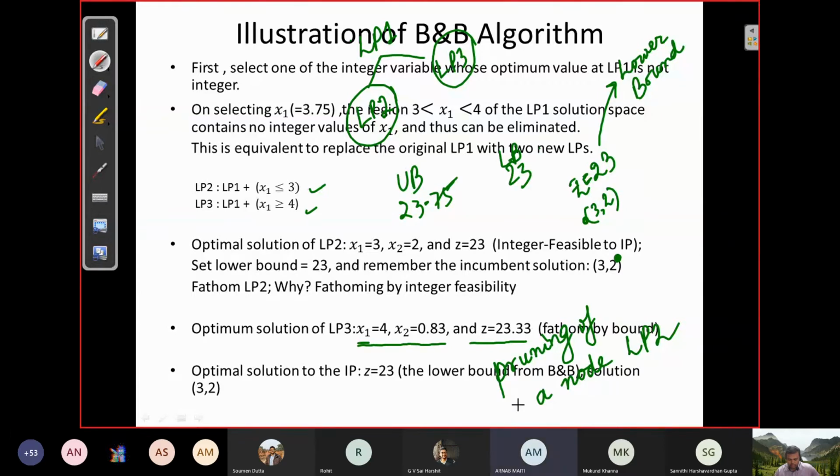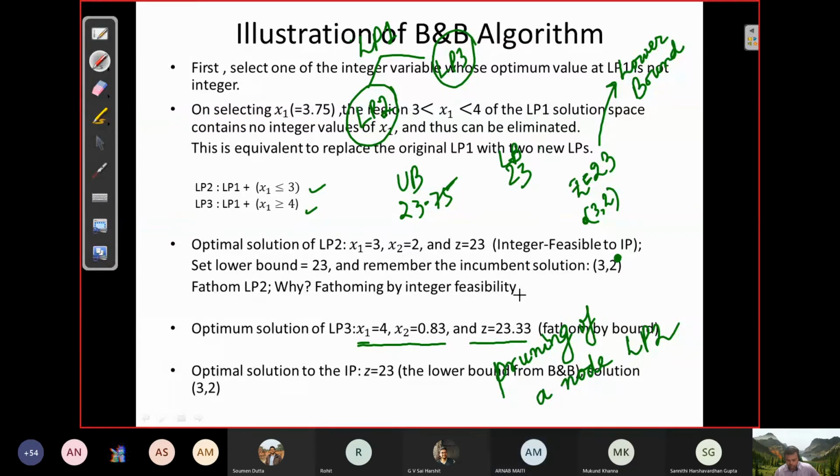Sir, you see the objective function, all the coefficients are integers. So the objective value should also be an integer. Yes. So if the value is between 23.75 and 23, then it should be 23 only. Yes, it should be 23.